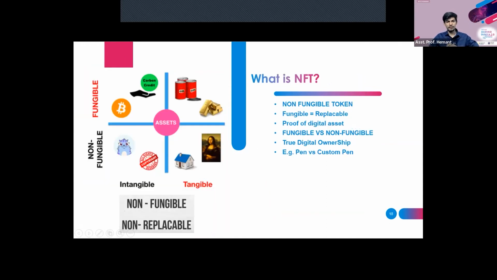So what is an NFT, by the way? First I will explain what an NFT is. NFT is nothing but a non-fungible token. What is non-fungible? Fungible means replaceable, so what is not replaceable is non-fungible. Here in the image we can see fungible assets, which are tangible and intangible. Imagine a bar of gold you have purchased, and it has some value.